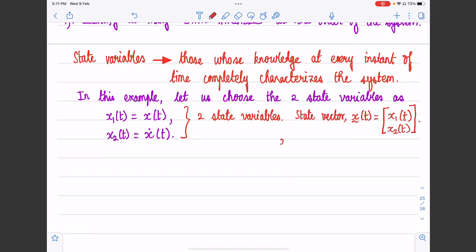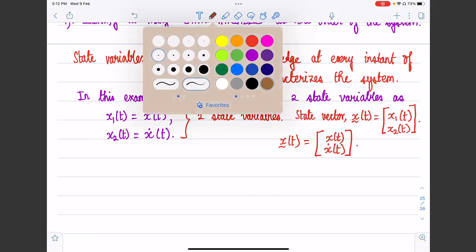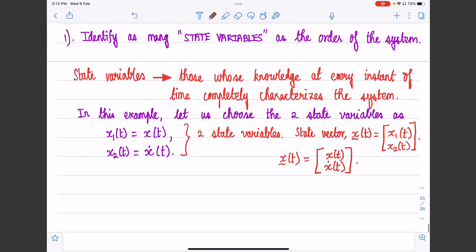Okay, so in this particular case, the state vector x is going to be comprised of the displacement x of t and the speed x dot of t. Okay, so that is our state vector. All right, so that is the first step. So what is the first step in writing the state space representation? We identify as many state variables as the order of the dynamic system under study.